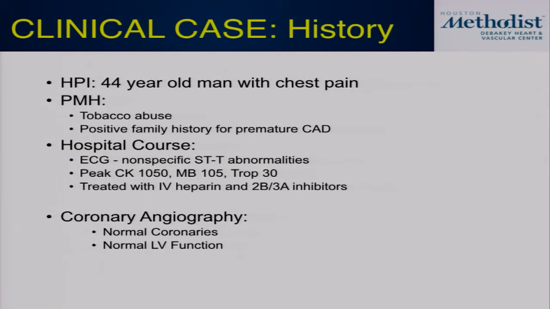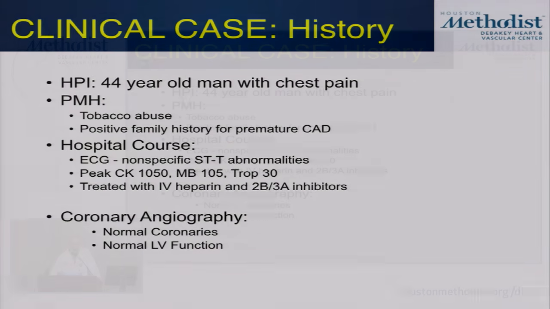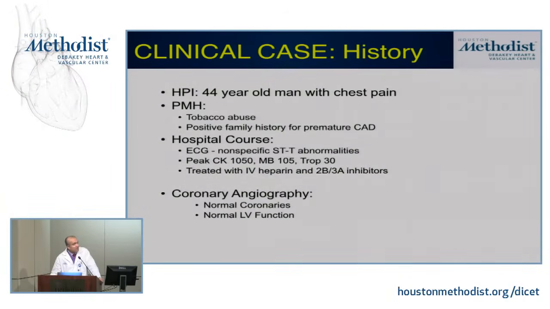So let's move on to another case, and this is a 44-year-old gentleman who comes in with new onset chest pain, has a history of tobacco abuse, and a family history for premature coronary disease. His initial presenting EKG shows just some nonspecific ST segment changes, but no clear ST elevation.